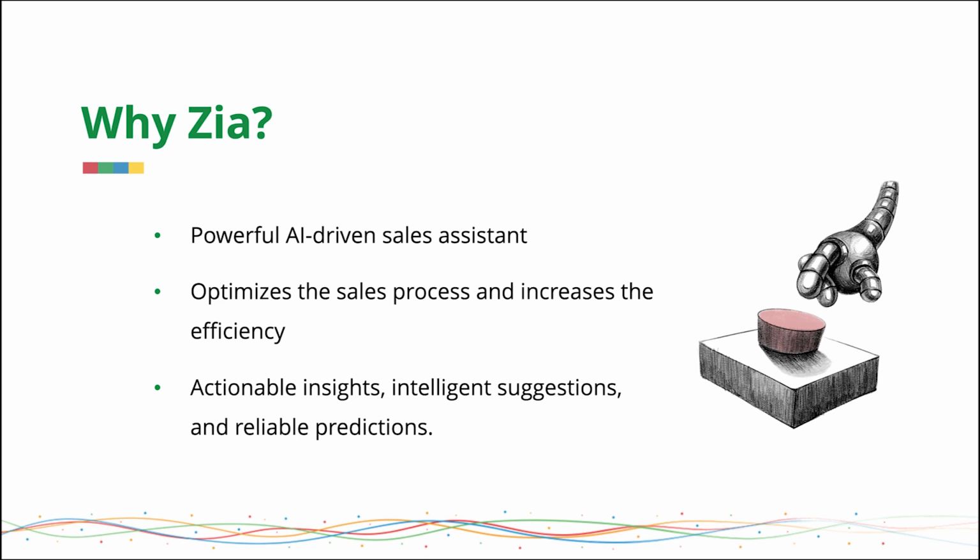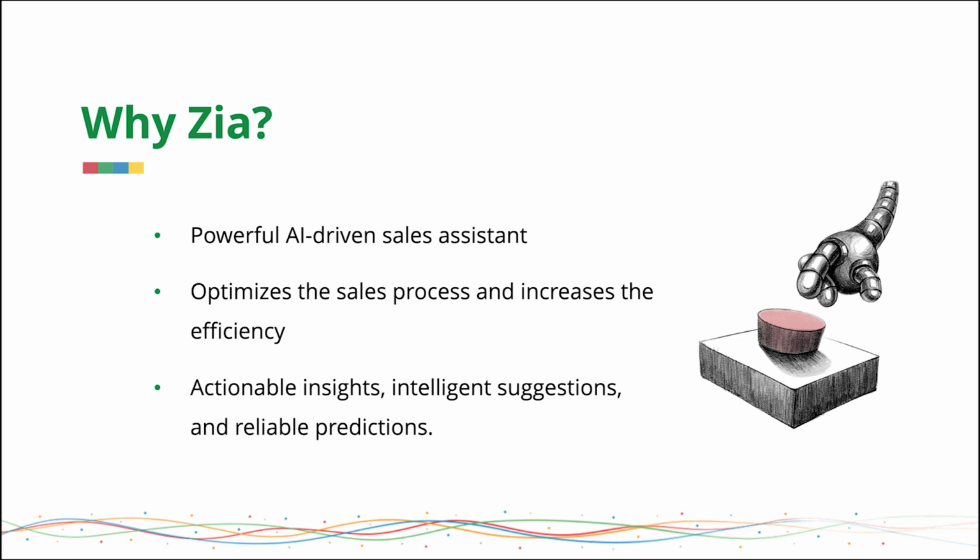Let's take an example. Say, as a sales manager, you're used to assigning leads in a certain way based on parameters like region, industry, type, etc. Zia understands your assignment pattern and can help automate it. She observes the sales routine of your reps and suggests workflows to automate them.